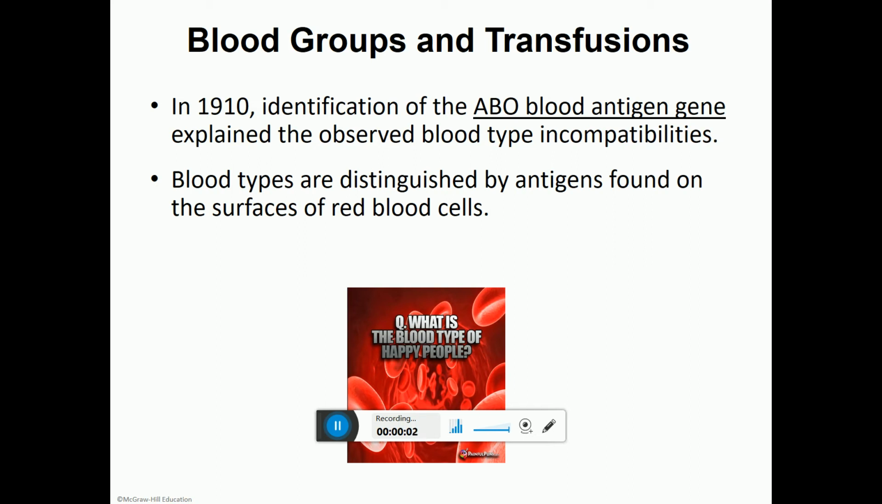Now let's talk about blood groups and blood transfusion. The very first time the ABO blood antigen gene was identified was in 1910, and it really explains the incompatibilities in blood transfusions. The blood types are distinguished by the antigens that are found on the surface of the red blood cells.